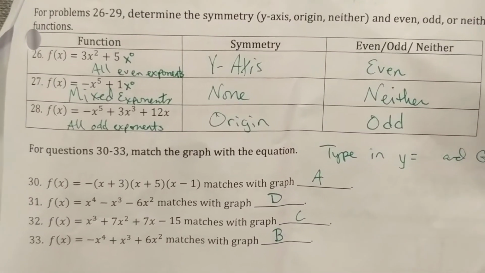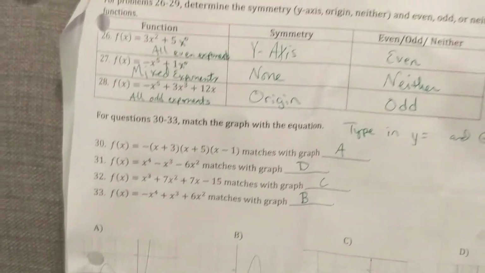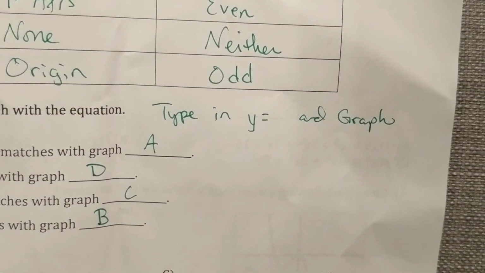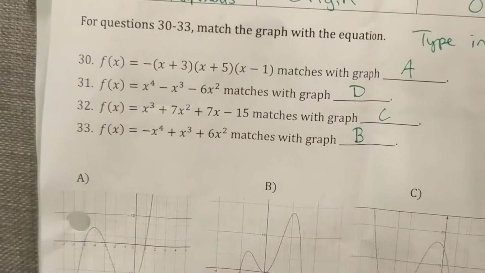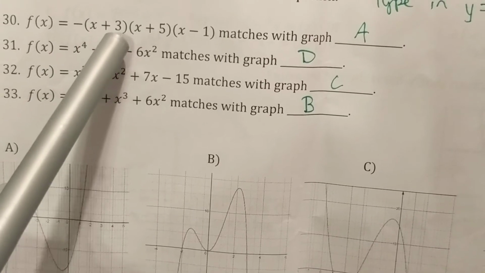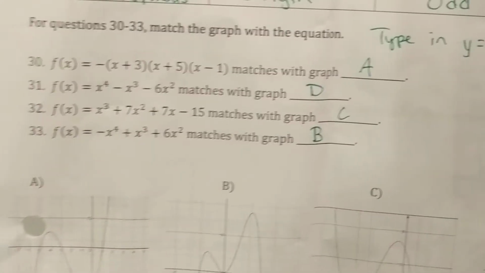Alright, for 30 through 33, it says match the graph with the equation. And if you look right here, I gave you a little note. It says type in y equals and hit graph. So all you gotta do is type all that in, starting after the equal sign where it says negative, parenthesis x plus 3, parenthesis x plus 5, parenthesis x minus 1, parenthesis.